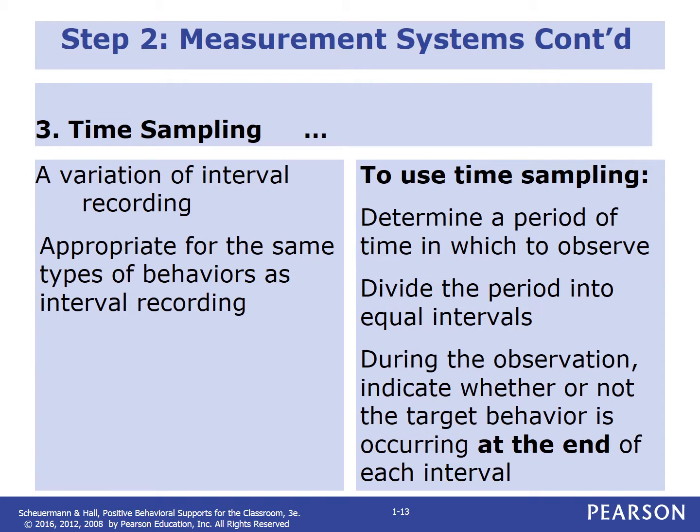3. Time sampling, a variation of interval recording, appropriate for the same types of behaviors as interval recording. To use time sampling, determine a period of time in which to observe. Divide the period into equal intervals. During the observation, indicate whether or not the target behavior is occurring at the end of each interval.